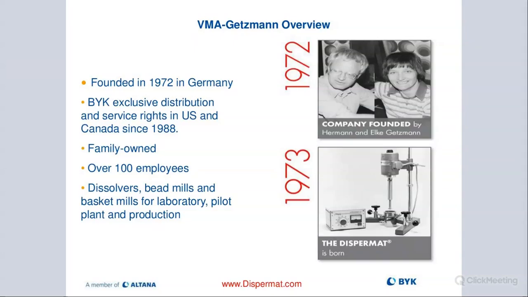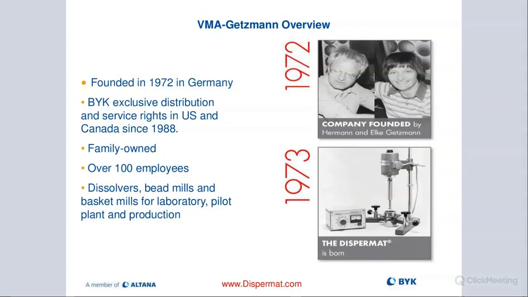Just a quick overview of VMA-Getzmann. This is a family-owned business, the manufacturer of the dispermats. The company was founded by that beautiful couple. You see a picture there on the top right, a little over 50 years ago in Germany. About 30 miles east of Cologne is where they are headquartered, in a little town called Reichshof, Germany. The company is still in family hands. It's run by the two sons, Christian and Martin Getzmann.